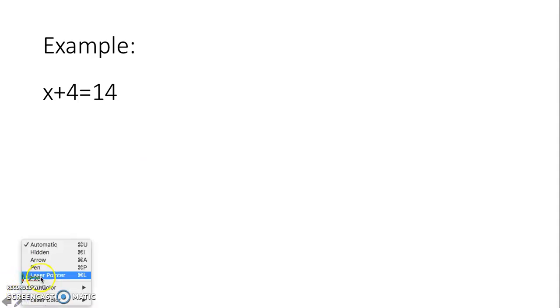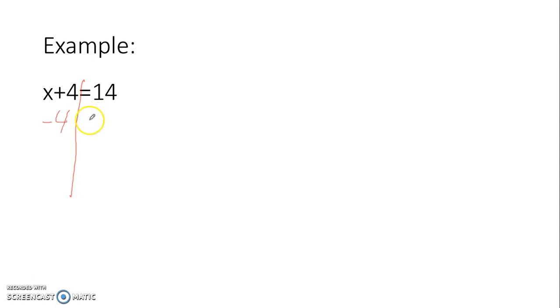Same type of thing, a tiny bit different, but let's take a look. We have x plus 4 is equal to 14. So first, draw the line. The opposite of plus to isolate the variable would be minus, so we're going to subtract 4 from both sides because we want to get the x all by itself. When we subtract 4 from this side, it cancels out, so it just leaves us with the x. 14 minus 4 is equal to 10.